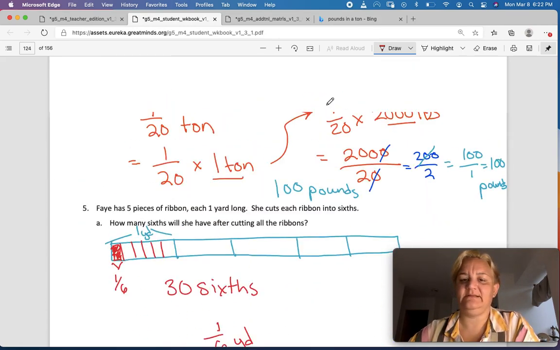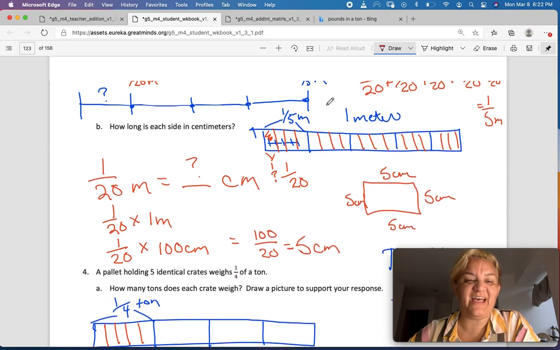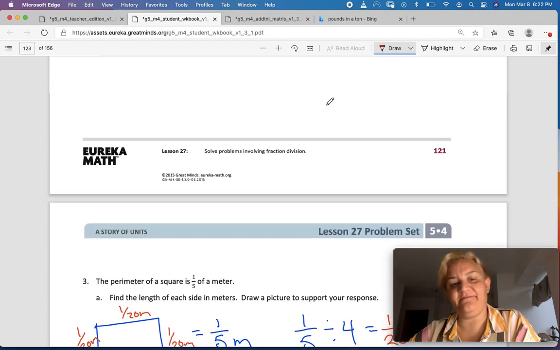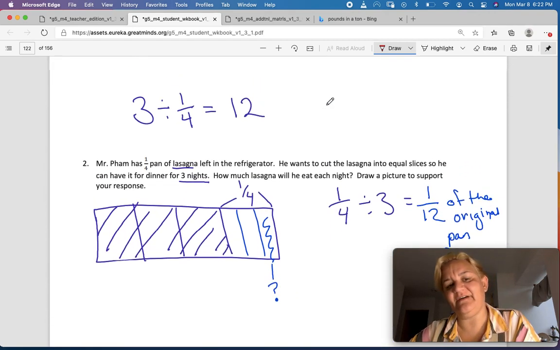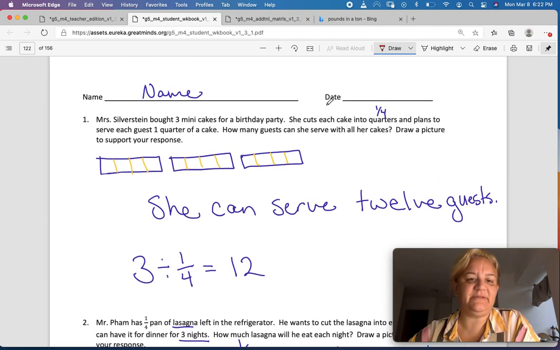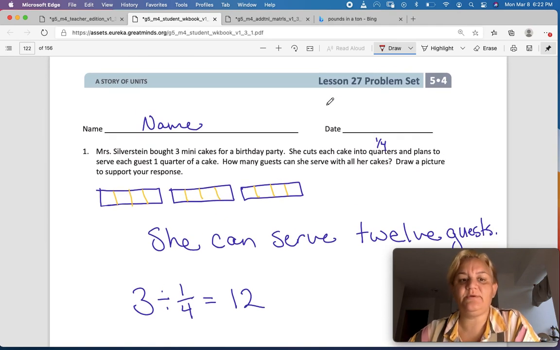Story problems. Intense. And you have to use a little bit of everything that we've been working on. Fractions and decimals and dividing and multiplying. There's just a little bit of everything here. So really concentrate and pay attention. Okay.